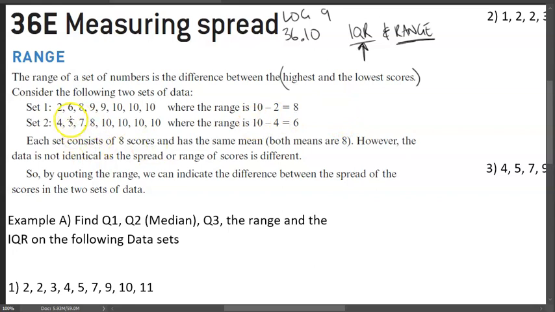So set 1 here, we've got 1, 2, 3, 4, 5, 6, 7, 8, 8 random numbers. Maybe there was a survey of some sort: how many points did you score in a basketball game? And you just take the biggest and the smallest. So the biggest is 10 and the smallest is 2. And you find the difference. 10 take away 2 is 8. So my range, in this case, for this set of numbers is 8.